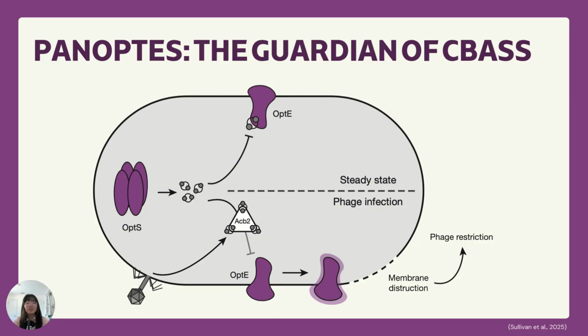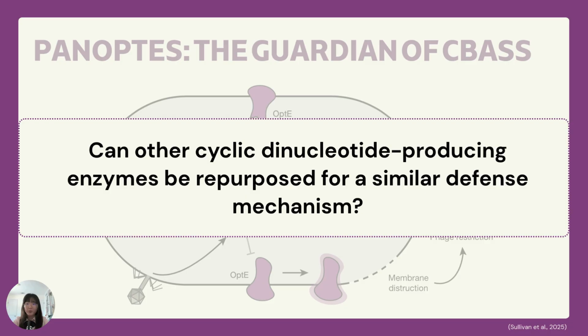Recently, my lab has discovered an anti-antiphage system called Panoptes, which detects the disruption in signaling. When phage sponge proteins deplete cyclic dinucleotides, the effector is activated, leading to cellular toxicity. In this way, Panoptes acts as a guardian of CBASS and bacterial immune signaling. This leads to the question: can other cyclic dinucleotide producing enzymes be repurposed for a similar defense mechanism?